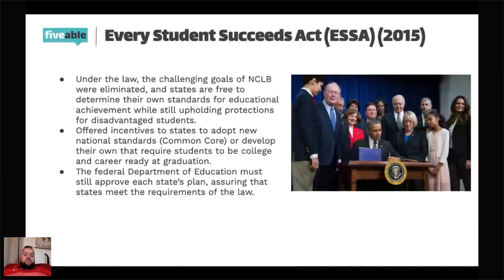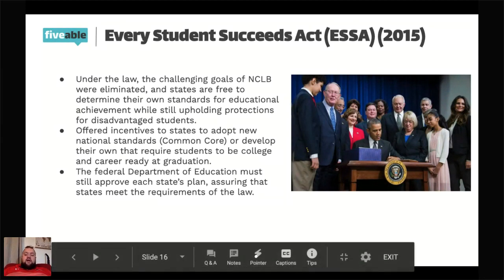The federal Department of Education must still approve each state's plan in terms of how they're going to make sure their students are college and career ready and meet the requirements of the law. And so those are the big things in education policy.